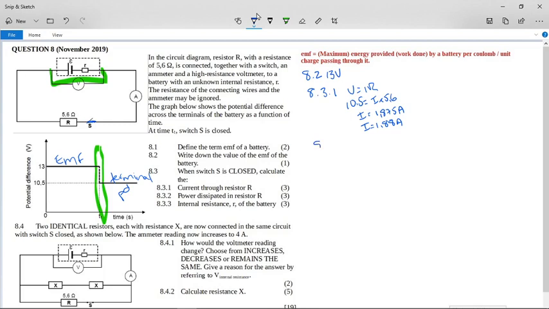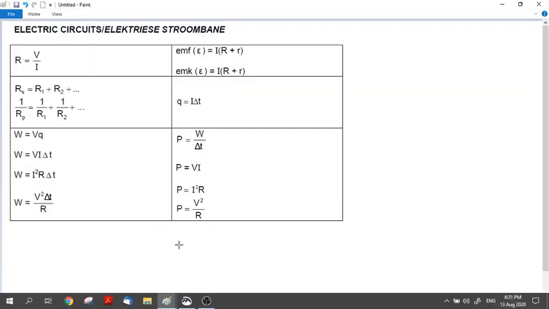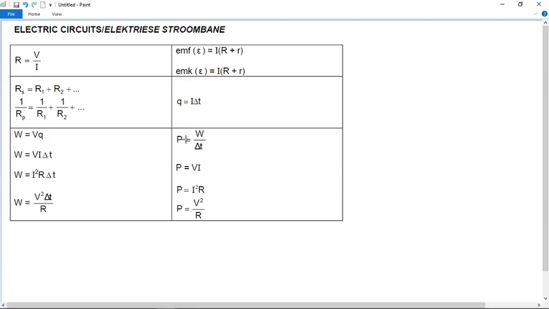Okay, now it says to you, calculate the power dissipated in resistor R. So we always use the word dissipated when we talk about power. It's like, how's the energy being used up? So it's just saying find the power. If you look on your formula sheet, you have a bunch of power formulas. Power equals work over time, because we know power is the rate of doing work, or power equals VI, or power equals I squared R, or power equals V squared over R. So you can pick any of these formulas.